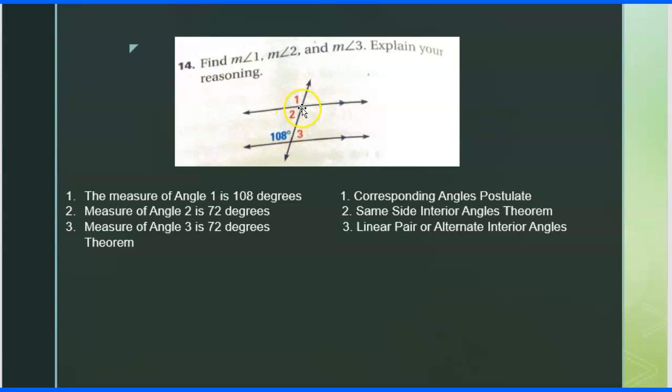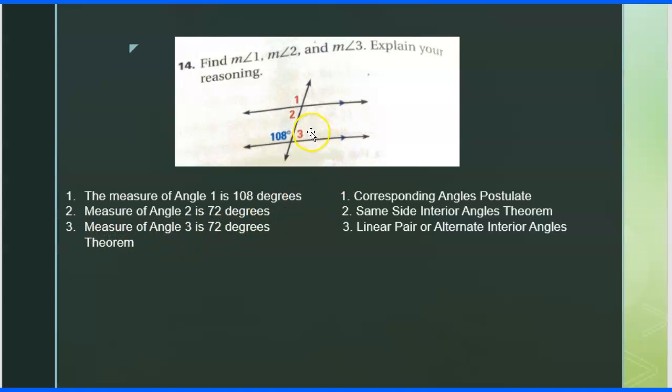Now, you can do a couple of different things. You could flip this up on its end and call it a linear pair, or you can use the same side interior angles theorem. So go back and review these. If you had put either one, the same side interior angles theorem, or you flipped it up on its side and did linear pair, either one of those would be fine.